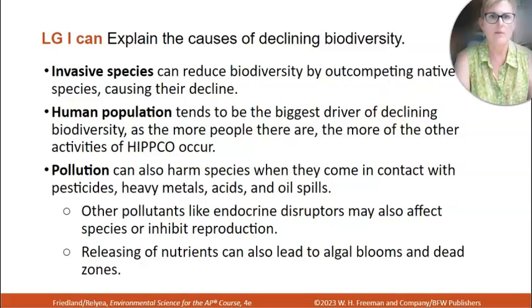Okay, the second cause of decline in species biodiversity. Remember our HIPPCO: we have I, invasive species. And then human population, so the P, population. We do lots of activities, habitat loss, lots of things that decline species. Then we have the next P, which is pollution. So we have pesticides, metals, acids, oil spills, air pollution, water pollution, etc.